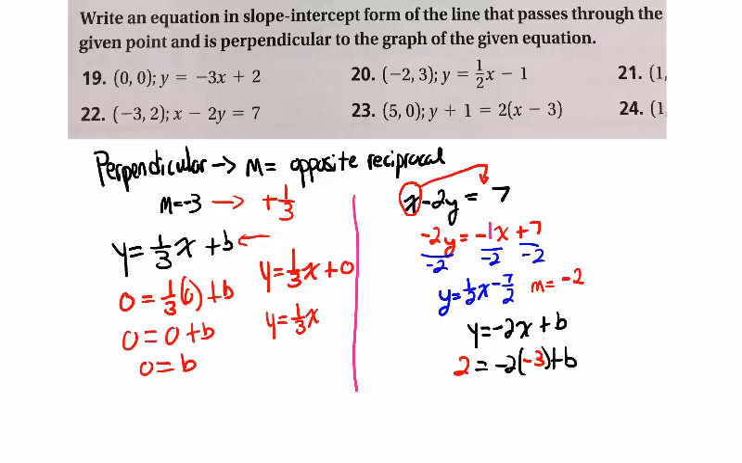So now I just work this out. Negative 2 times negative 3 is positive 6. And now I'm going to subtract 6 from both sides, and I get b equals negative 4. Now I know what b is. I go back into my original equation with my negative 2x as my slope, and I stick in negative 4 for b, and I get y equals negative 2x minus 4. And so this is our new equation that gives a line that is perpendicular to the original equation, which is x minus 2y equals 7.